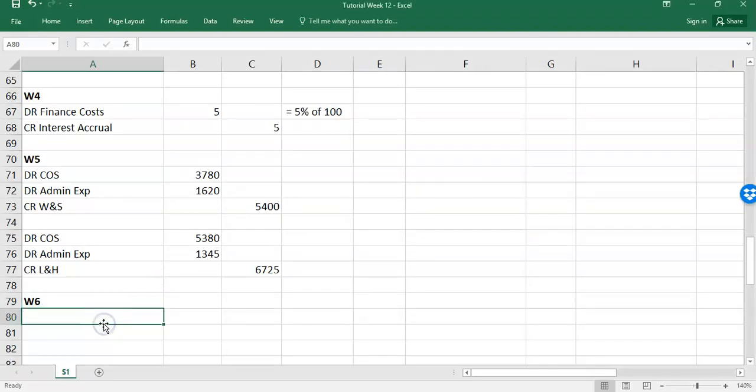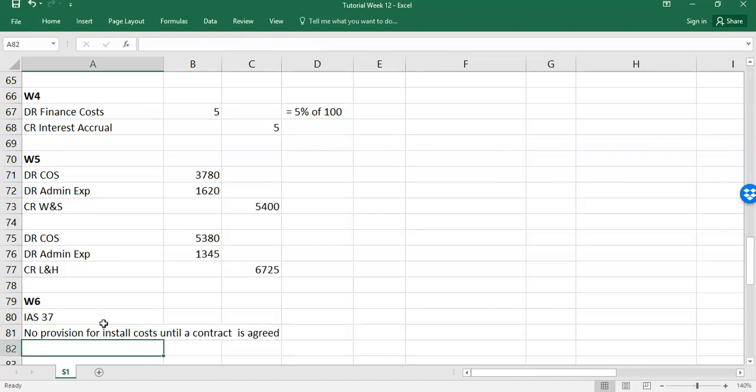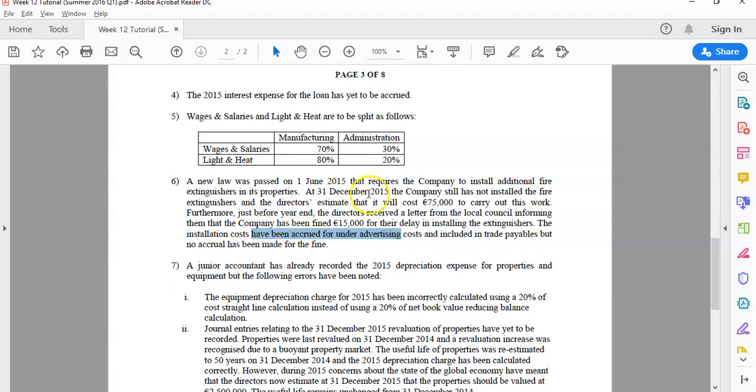Now this is under IAS 37 and it's a particular example. No provision for install costs until a contract is agreed. Now this is a tricky one because you're thinking, well, surely the present obligation is coming from the new law. Now technically this is the actual example from IAS 37. It's quite tricky. The logic in IAS 37 is you only have a present obligation when you sign up to a contract to install the extinguishers. So you sign up to some supplier of these. Until then, you could actually just sell the property and you would have no obligation.